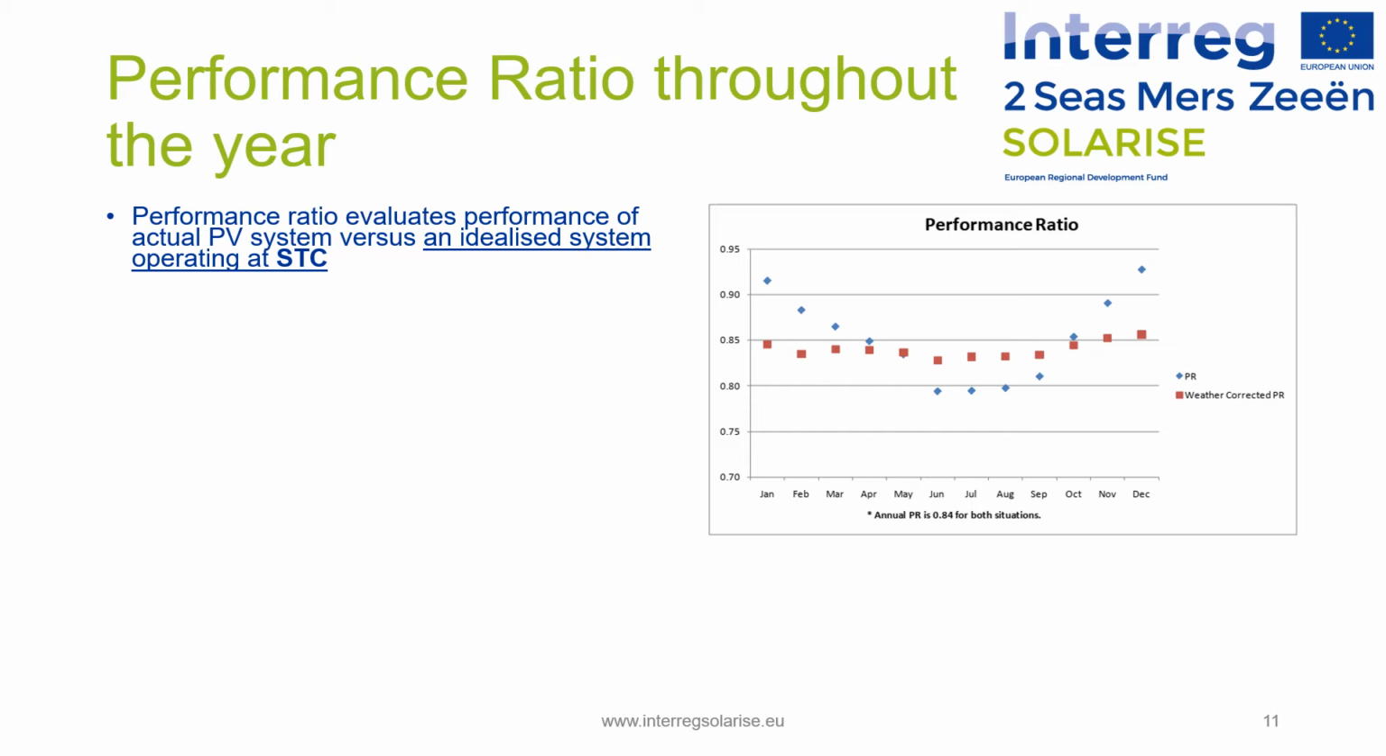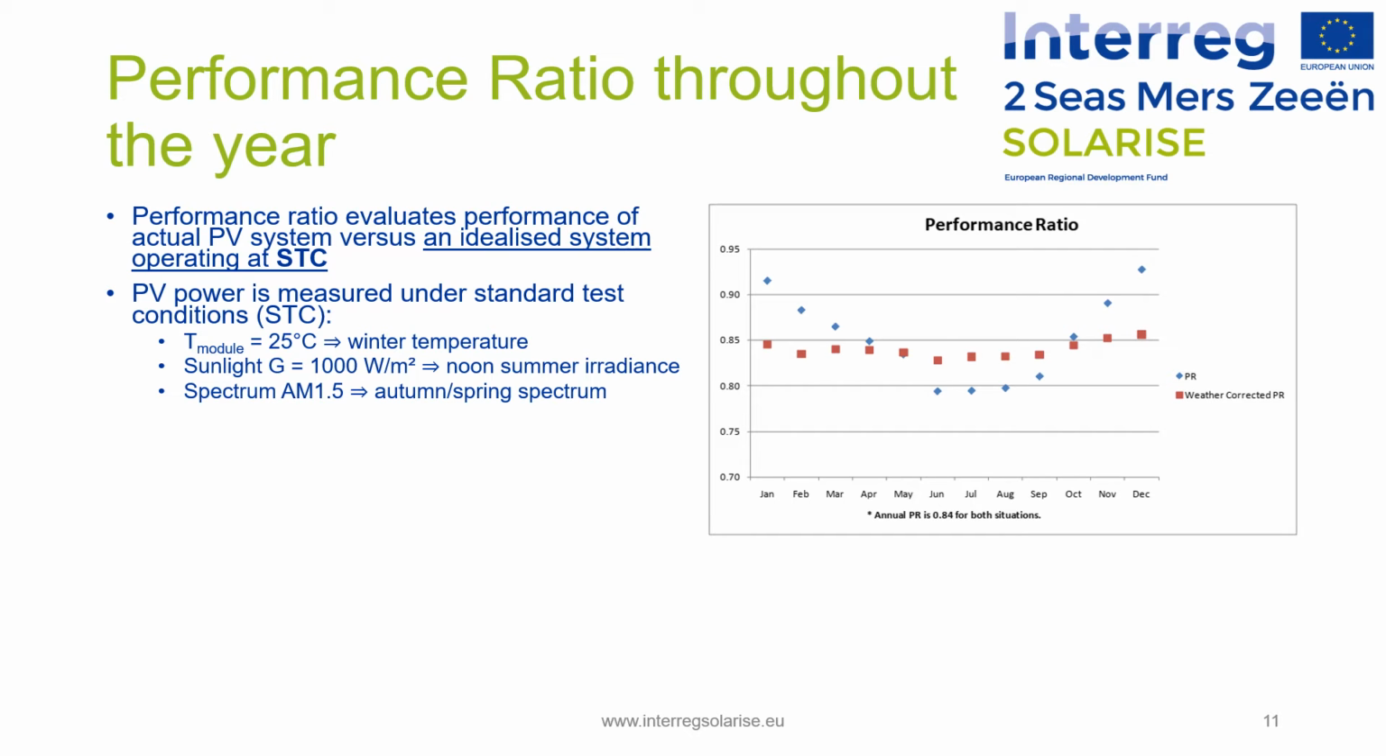Now, the performance ratio evaluates the performance of the actual PV system versus an idealized system that operates at standard testing conditions. And those standard testing conditions are used to measure and quantify the power of a PV module in laboratory conditions, where the module temperature is 25 degrees centigrade, the sunlight intensity that falls on the module, or irradiance, is 1,000 watts per square meter, which corresponds to the irradiance that you can find around noon in summer. And the spectrum or color of the sunlight that falls on the PV modules corresponds to what you can see close to the equinox in autumn or spring.